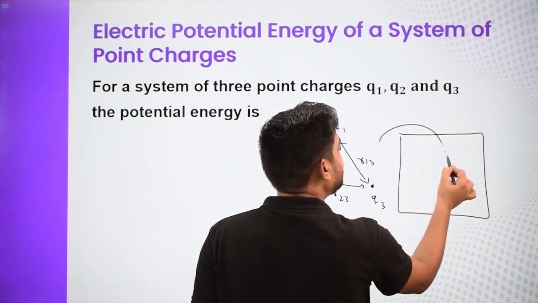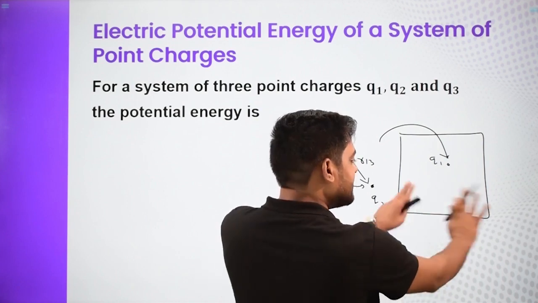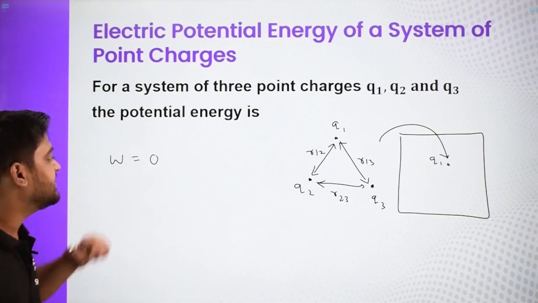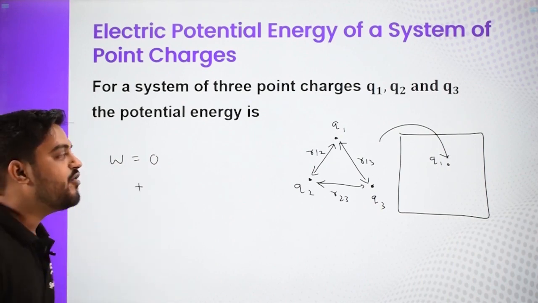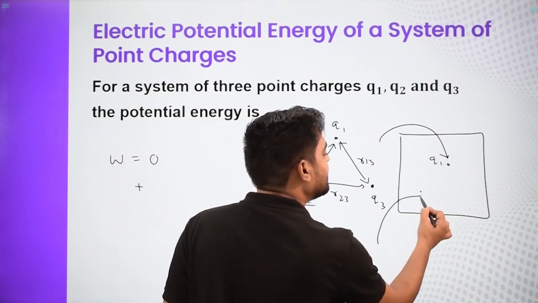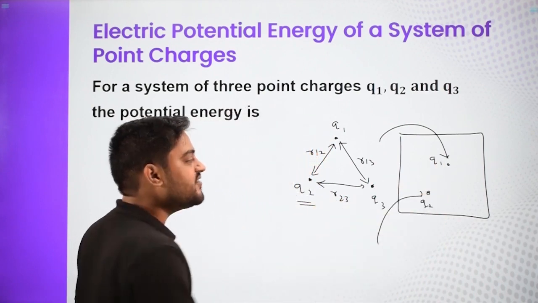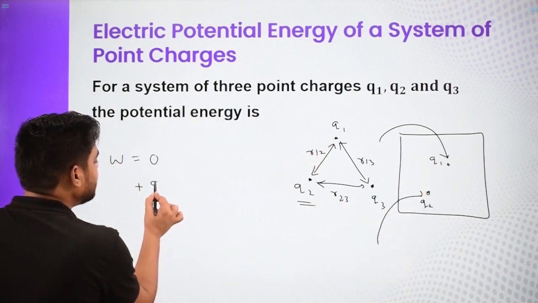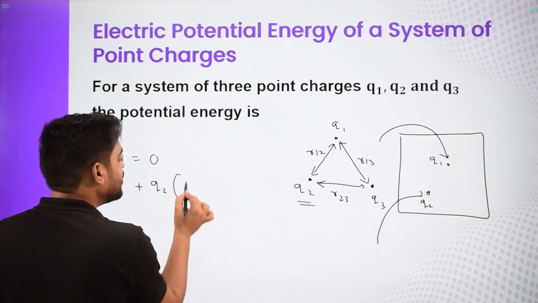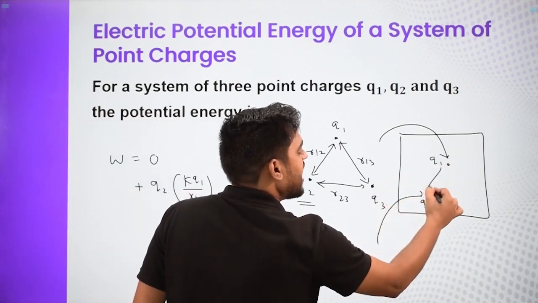Now I have to make this system while everything was lying at infinity. First let us bring Q1. How much work do you do? When you bring Q1 from infinity, there is nothing else, so you do 0 work. So the total work is 0 plus the work for bringing the second charge, Q2. If you bring Q2 here, you are doing work against the field of Q1. The work done is Q delta V, where Q is Q2 and the potential at this point is due to Q1, which is k Q1 by R12.